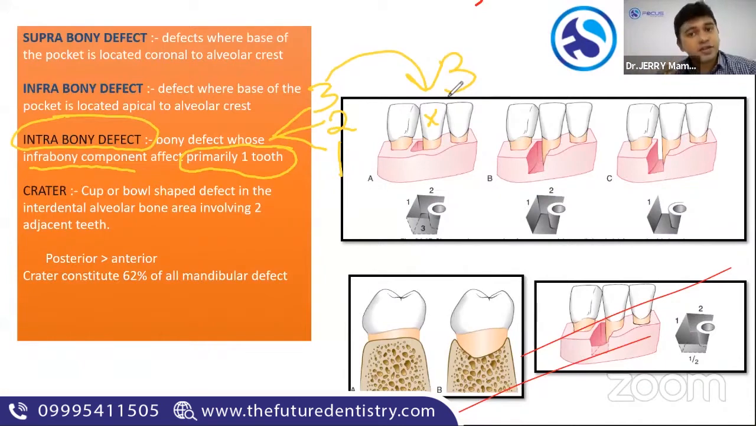Many students towards the end of the exam tell me they get confused whether it is remaining or what is gone. Remember perio, P for preservation, number of walls preserved. So in three wall defect, what is this? The facial wall. It is intact, right? This facial wall is intact. So one wall is present. Good. That is the first wall. Then you have this wall that is present.